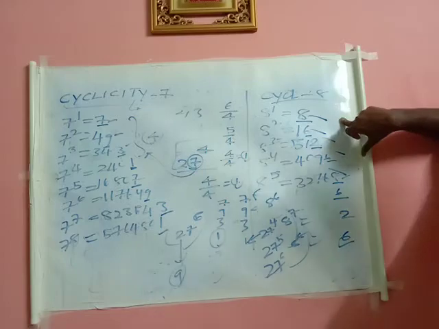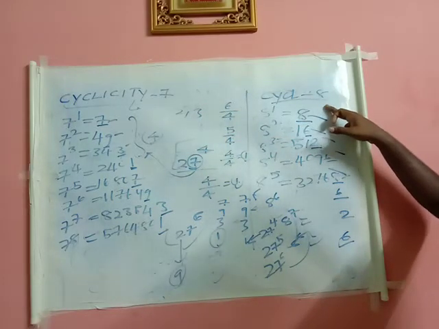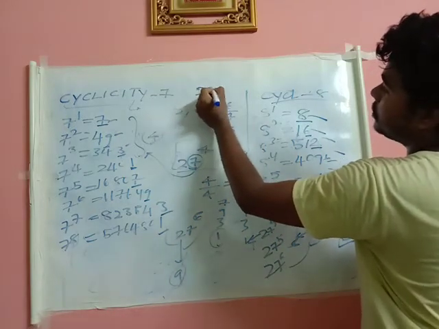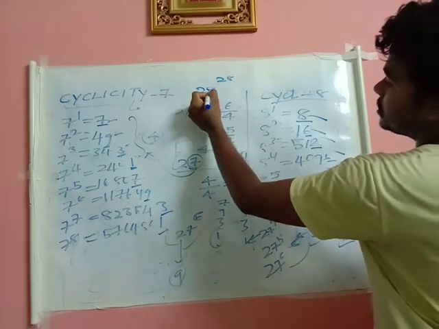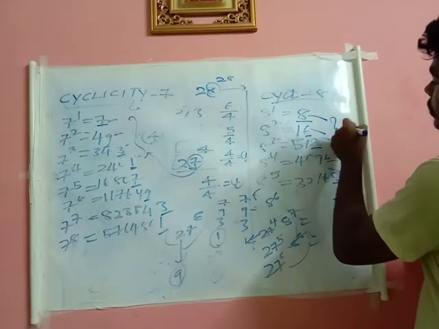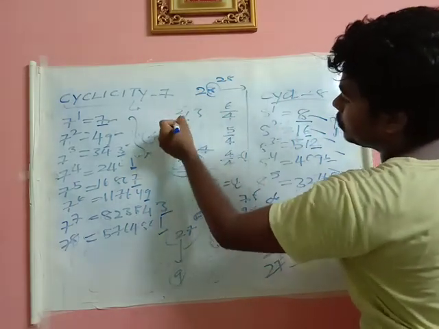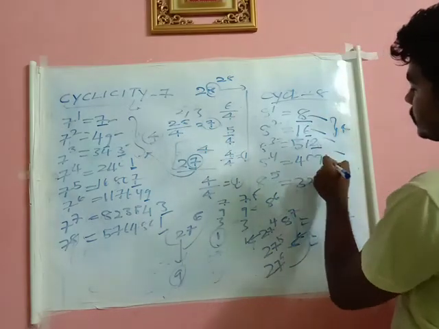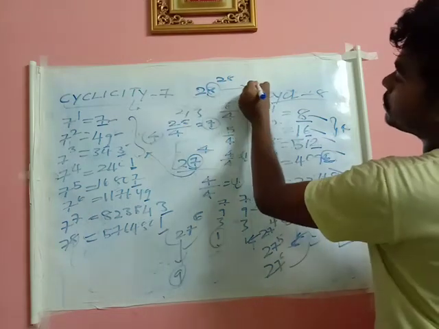The same process we did for cyclicity of 7 will be done for cyclicity of 8. For example, if someone asks what is the unit digit of 28 power 28, you just check that 8 belongs to the cyclicity of 8. The cycle repeats for every 4 intervals, so you check whether 28 is divisible by 4 or not. 28 by 4 is 7, so the cycle repeats 7 times. It is an exact division, which means the unit digit is 6, so it will stop at 6. So the unit digit of 28 power 28 is 6.